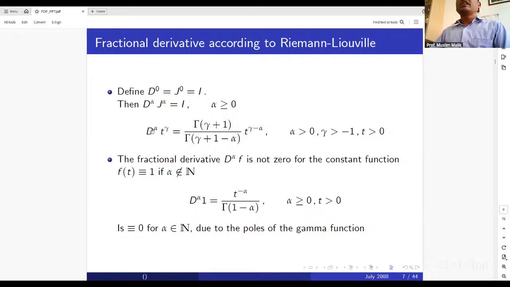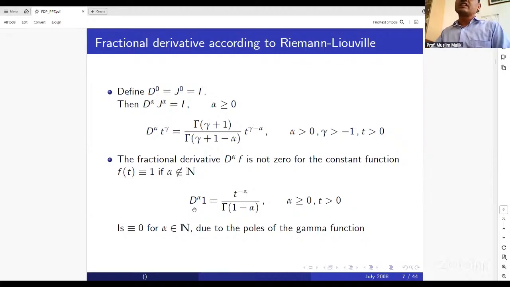Okay, so here D^alpha of t^gamma, this power function, is defined by this formula. This matches well with the Euler formula, and here we have D^alpha of 1. When you apply this formula, we take gamma equal to 0. Then we will see that the Riemann-Liouville fractional derivative of 1 is not equal to 0. Hence, this is one property which is not satisfied by the integer order derivative.